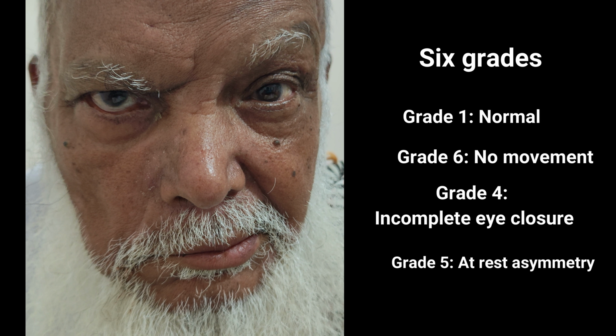Now the next question is whether it is grade 5 or 6. I have said that in grade 6 there should be no movement of the facial muscle. But we can see when I have asked the patient to close his eyes and to clench teeth, there is little bit movement at the angle of the mouth and at the eye. So there is no complete loss of movement of the facial muscle. So this patient has House-Brackmann grade 5 of facial nerve palsy.